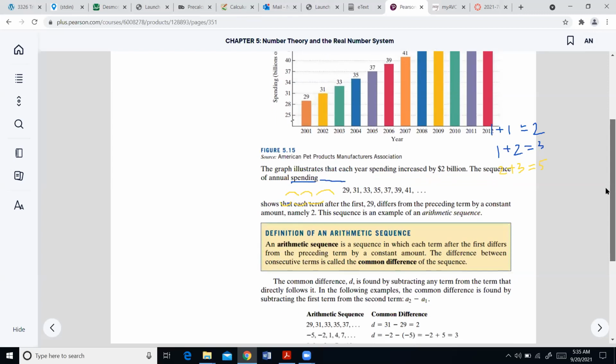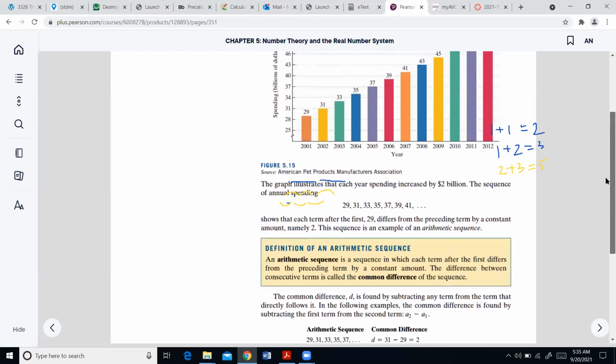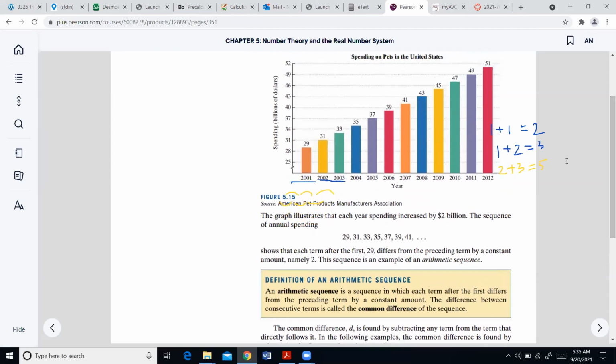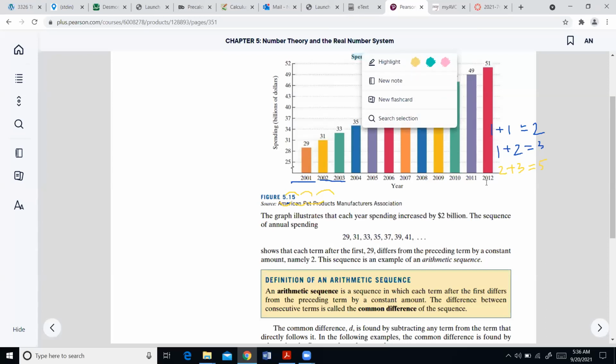Well, here's another sequence they have. This sequence appears to be about spending on pets in the United States. It looks like people keep on spending more and more on their pets every year. And that's what they noticed, that in billions of dollars, in year 2001, there were 29 billion, and then next year, 31 billion. And then 33, and then 35, and so forth.